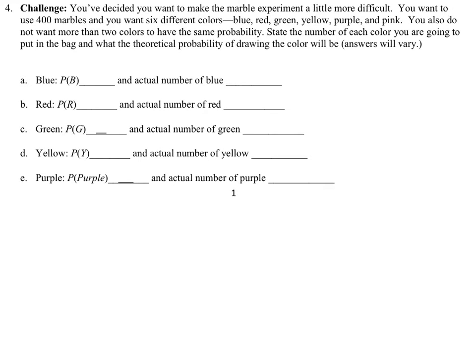So this number 4 has a lot of different answers. We just have to decide to make the marble experiment a little bit more difficult. We're going to reduce this down to 5 colors. So we'll just figure out these. Now I did say that we want 400 marbles, right? I also said we do not want more than 2 colors to have the same probability, so we've got to make sure they're different.